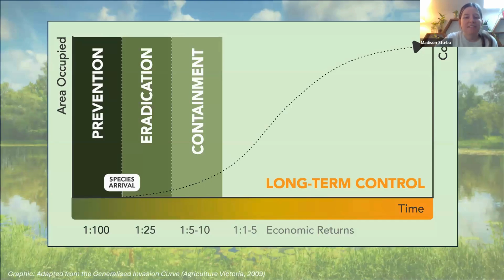This graph really just emphasizes the importance of early detection. So this is an invasion curve, and it shows that prevention really is the most cost-effective solution when managing for invasive species. So we can see here that when a species first arrives, it can be relatively easy to control if you catch it early.